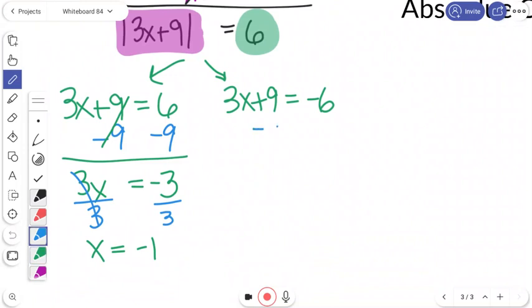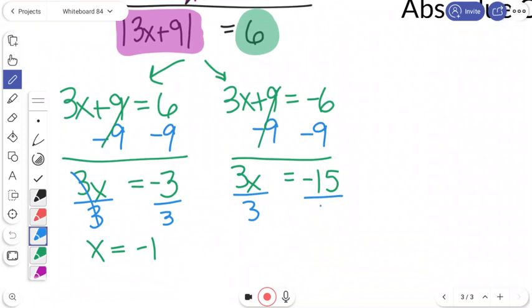Now, if I go to our second equation, 3x plus 9 equals negative 6, we're just going to subtract 9 from both sides of our equation. And that gives us 3x equals negative 6 minus 9 is a negative 15. Divide both sides of your equation by 3. And that gives us x equals negative 5. So we have two solutions.